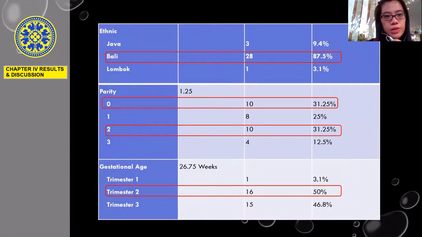And from the ethnic, because we did this in Bali, most of the patients are originally from Bali, and the parity from 0 parity to 2 parities, we got the same result. And the gestational age at which this amniocentesis was done is in the second trimester, which is 16 patients.